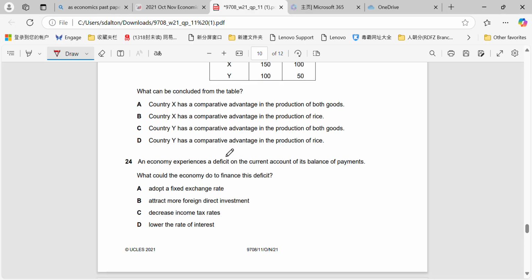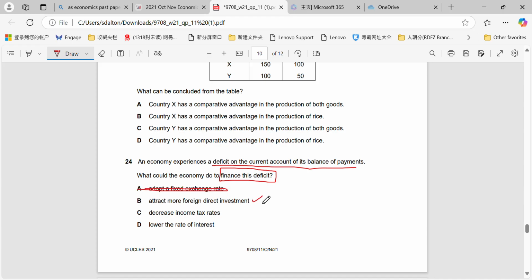So question 24, an economy experiences a deficit on the current account of its balance of payments. What can the economy do to finance the deficit? Remember, we're not trying to fix the deficit, essentially, we're trying to finance this deficit. So how are we going to attract funds? If we adopt a fixed exchange rate, that's not going to have any bearing on financing the deficit.